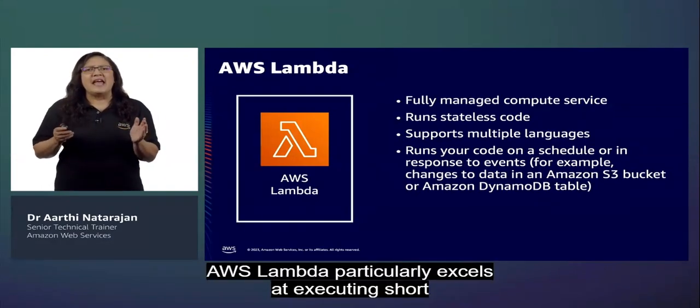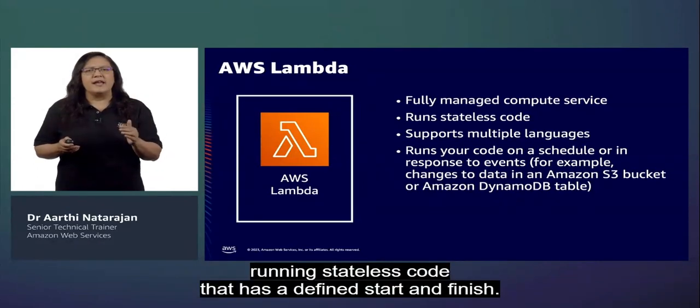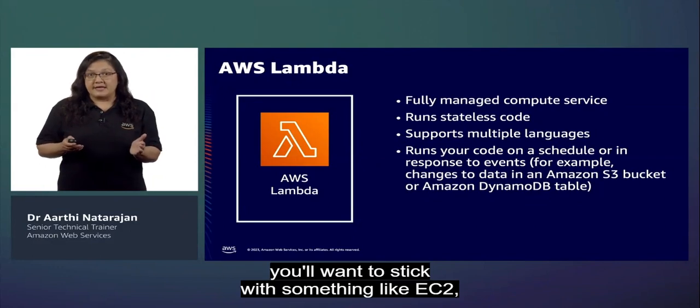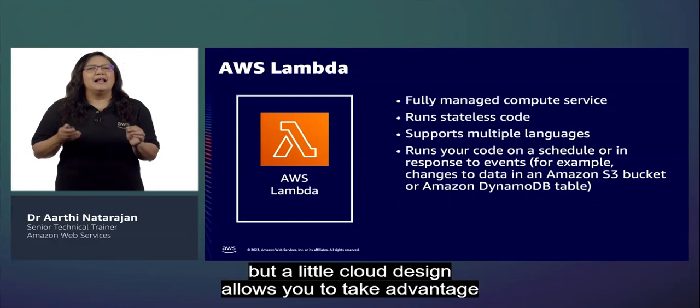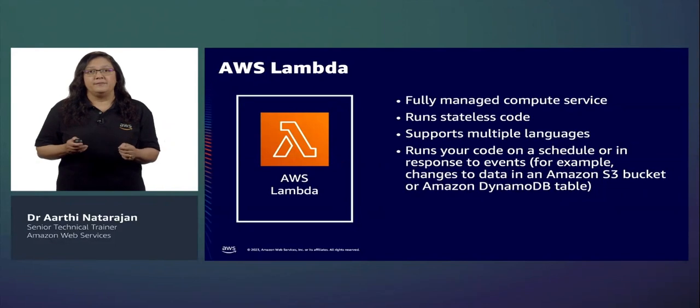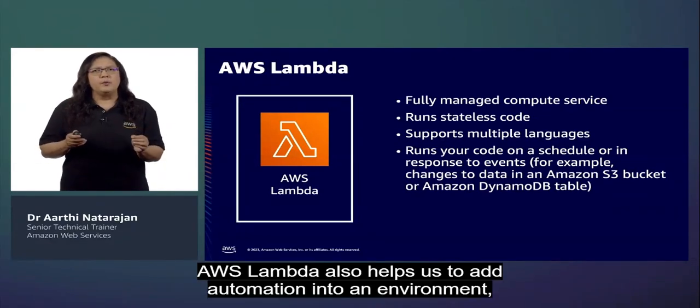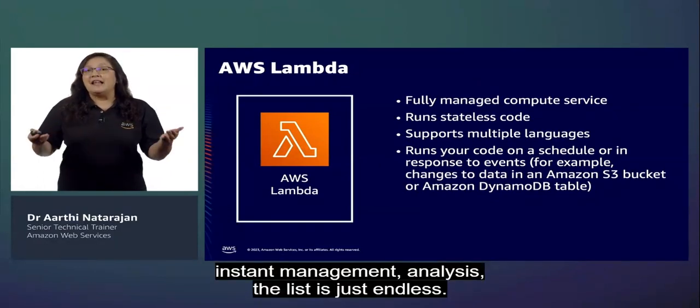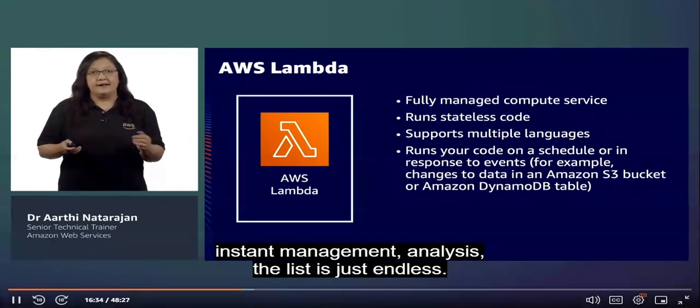AWS Lambda particularly excels at executing short-running, stateless code that has a defined start and finish. For code that runs indefinitely, you'll want to stick with something like EC2, but a little cloud design allows you to take advantage of what AWS Lambda has to offer. AWS Lambda also helps us to add automation into an environment, whether it's automatic logging, response and remediation, incident management, analysis. The list is just endless.